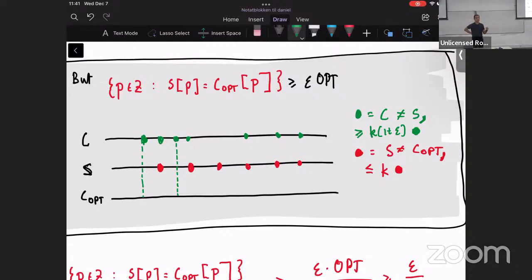There are at least K times 1 plus epsilon green positions, because that's how we picked S. We picked S because C wasn't a 1 plus epsilon approximate solution. Therefore, there are many places where C and S differ, at least K times 1 plus epsilon. Now, there are at most K positions where S and C opt differ, because K is equal to opt, and opt is an optimum solution, so the distance from opt to any string in the input is at most K. But then there are at least epsilon K positions that are green and not red.